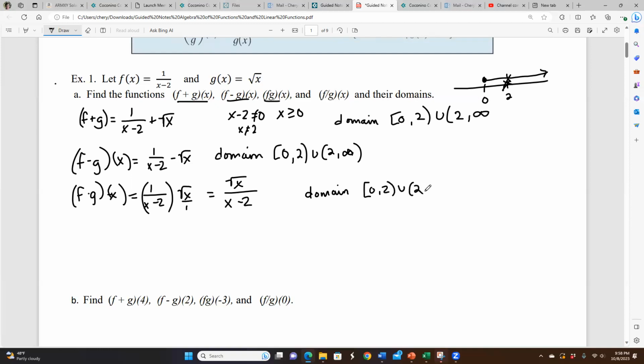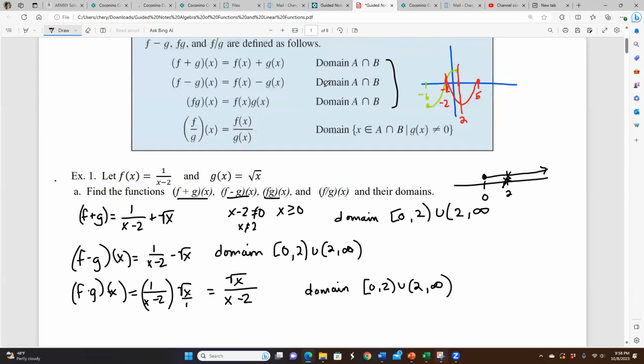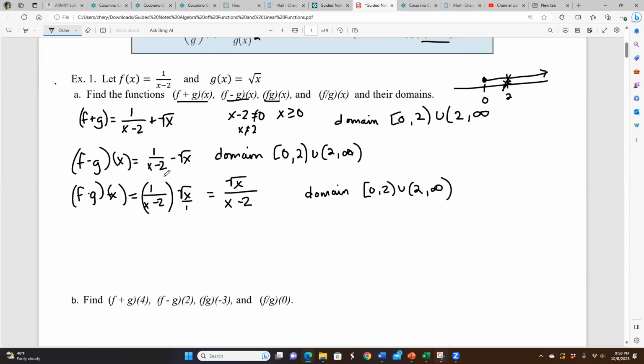0 to 2 and 2 to infinity. Finally, if we look at f divided by g, we have the added restriction here that the denominator value cannot equal 0. So that may come into play here. So in problem 1, it wanted us to find the division of the two functions, with the f of x function being in the numerator and the g of x function being in the denominator. So this will change our domain a little bit.